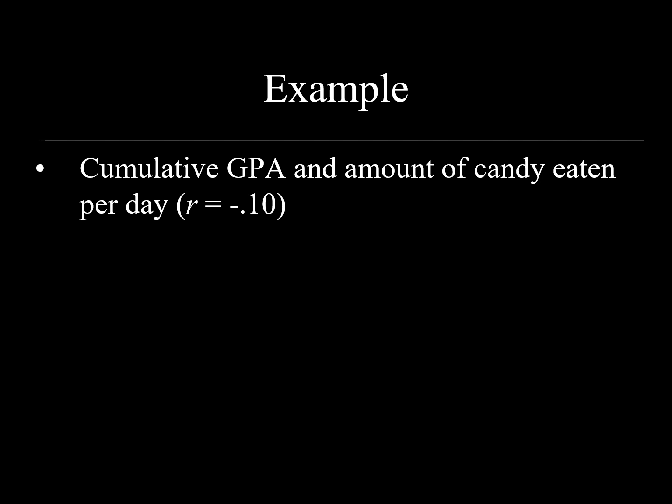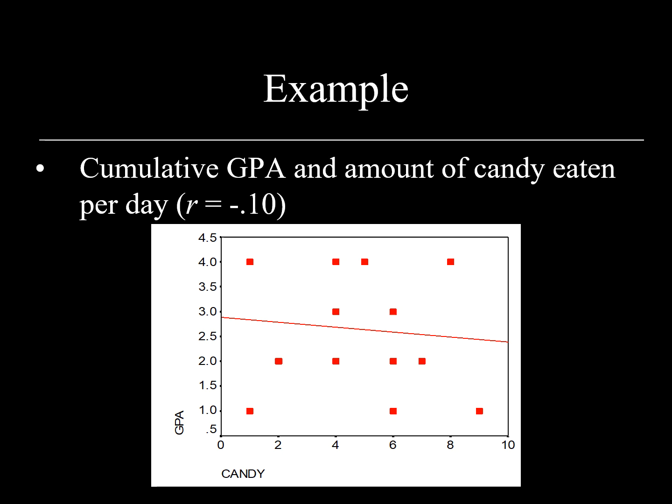We can scatter plot that example, and you'll see there is a bit of a relationship here. If we calculate the line of best fit, it shows a little bit of a negative relationship. As GPA goes up, candy consumption goes down, and vice versa. That gives us an idea of a weak relationship. Each dot represents a single person, so this is a person with a GPA of 2.0 who eats 2 pieces of candy a day.